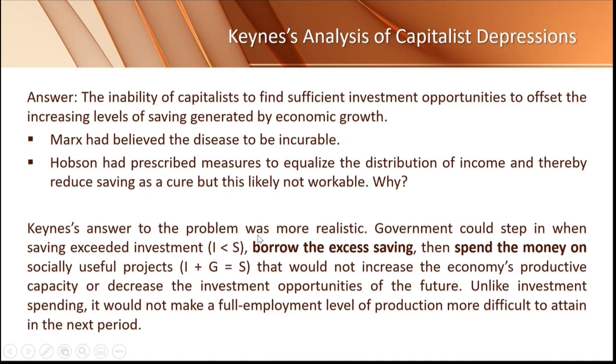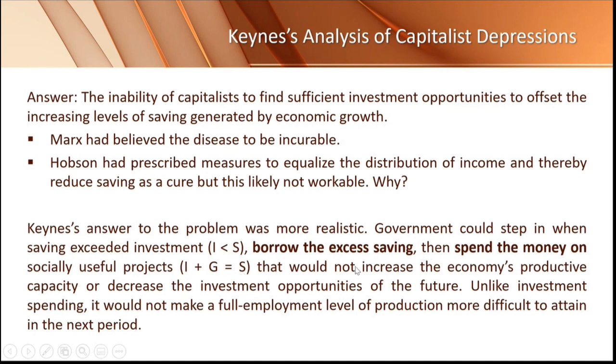Then Keynes' answer to the problem was more realistic, right? Government should step in when saving exceeds investment. So when saving is more than investment, the government will borrow the excess saving, then spend the money on a socially useful project. So when I is less than S, you increase I, so that I plus G will be equal to S. So I and S in this case will be your leakage model: I plus G equals S plus T, right? So the government will borrow the excess saving and spend the money on a socially useful project.